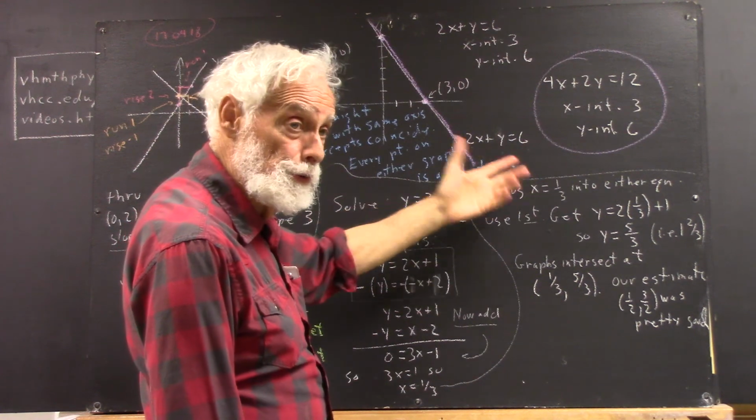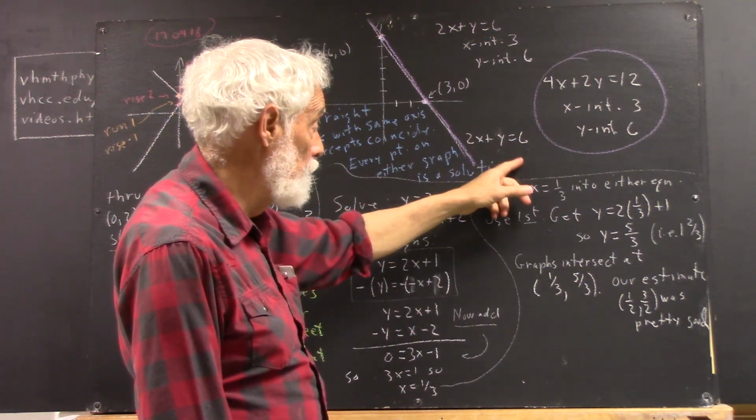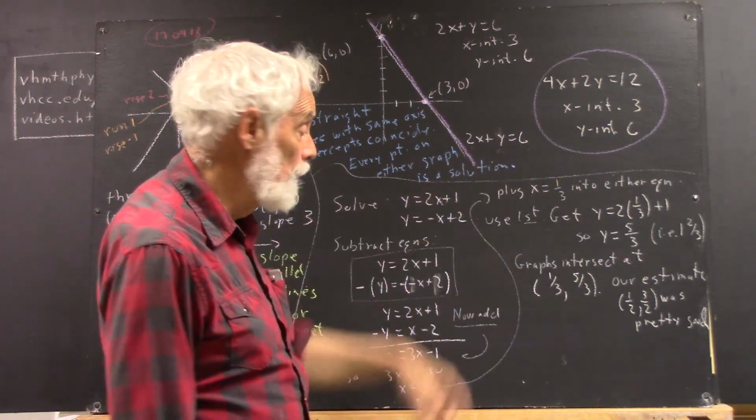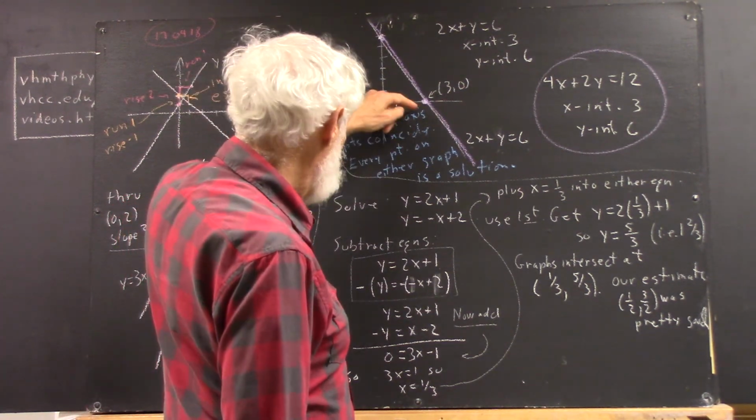2x plus y equals 6. If we let y equal 0, we get x equals 3. If we let x equal 0, we get y equals 6. Same 2 points.